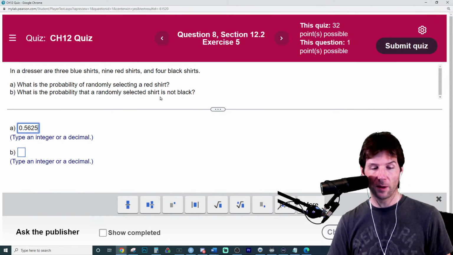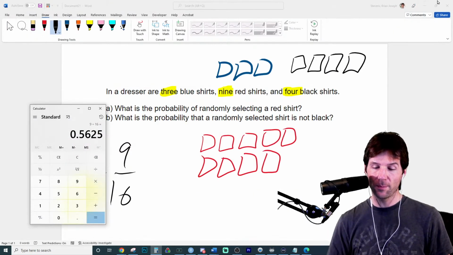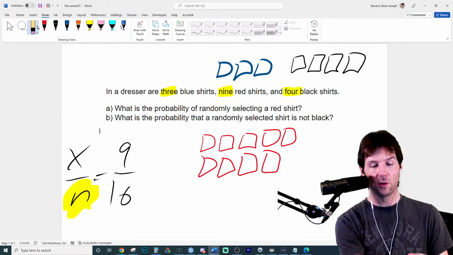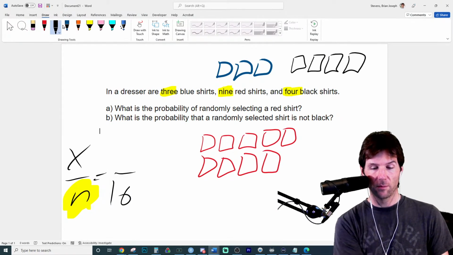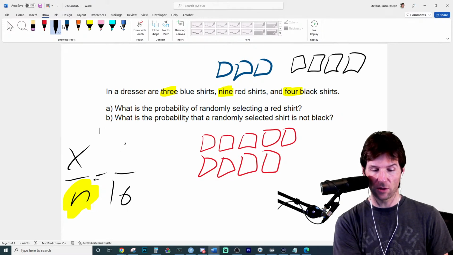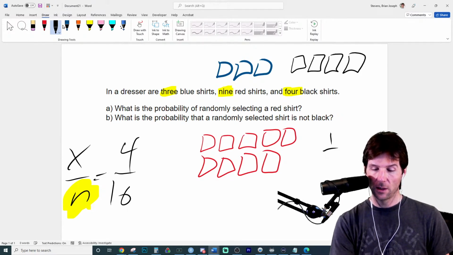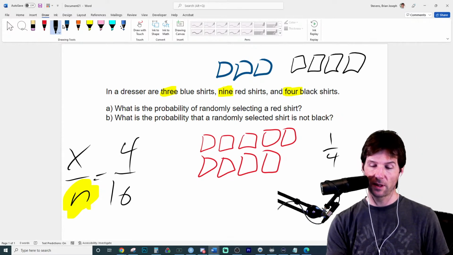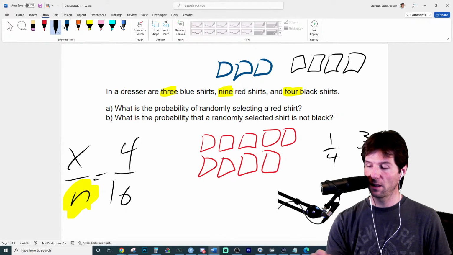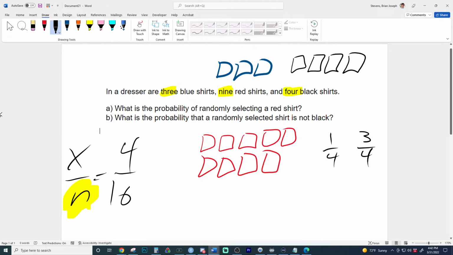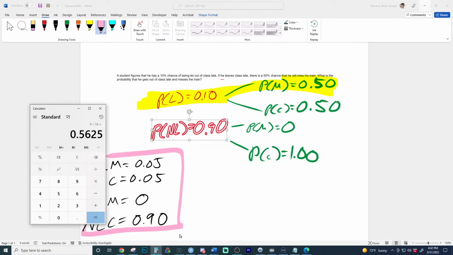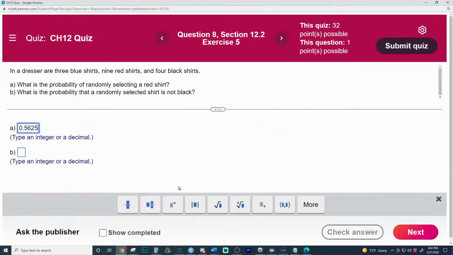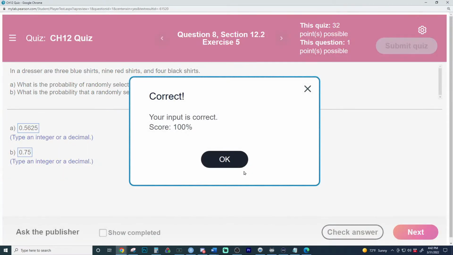56.25. And then we want a not black shirt. Well, not black is the complement of black. So what is the probability of black? Black is 4 black t-shirts out of 16, which is 1/4. The complement is everything but, which is 3/4. It basically is the remaining probability. So it's either black or not black, and the probability of not black is 3/4. That should be the answer here. 3/4 is 75%. Check answer, and we've done it.